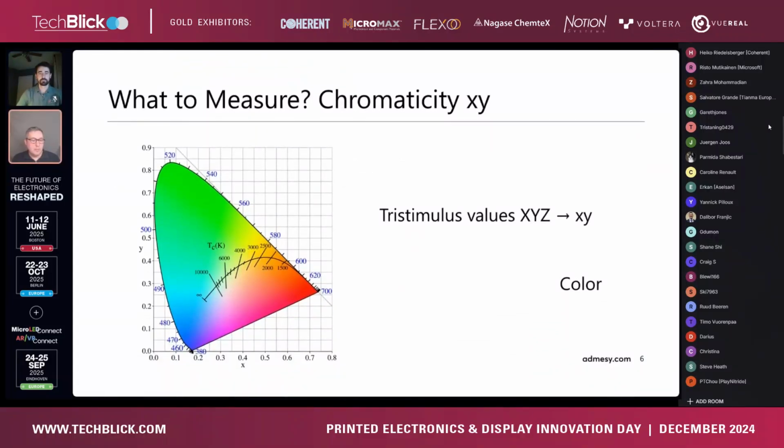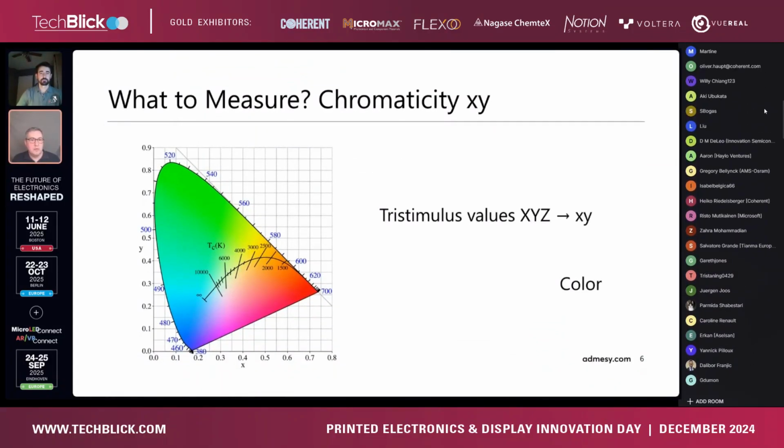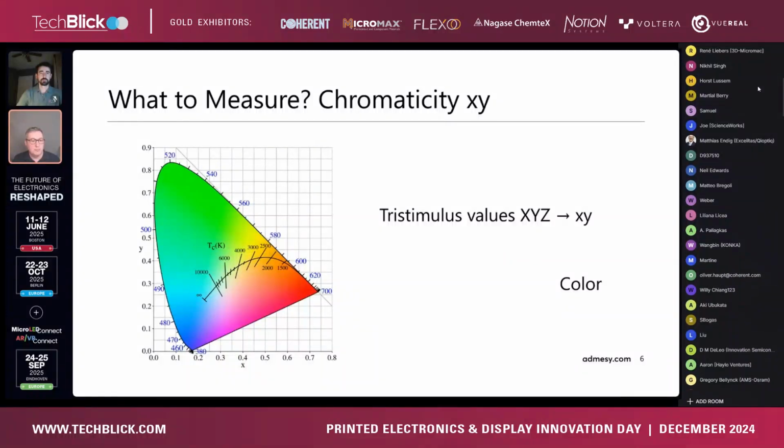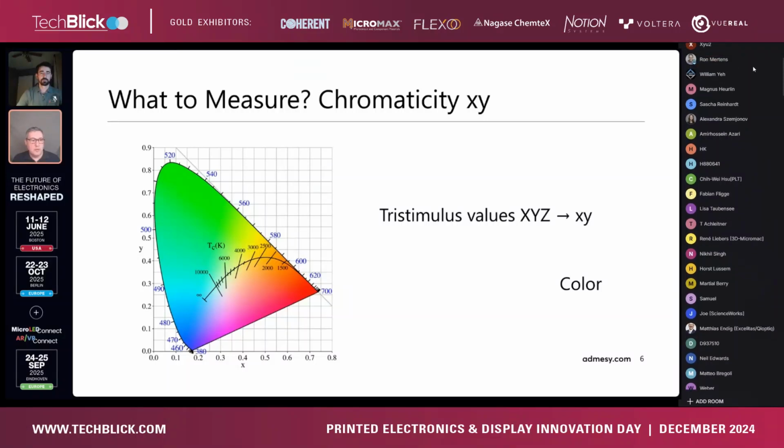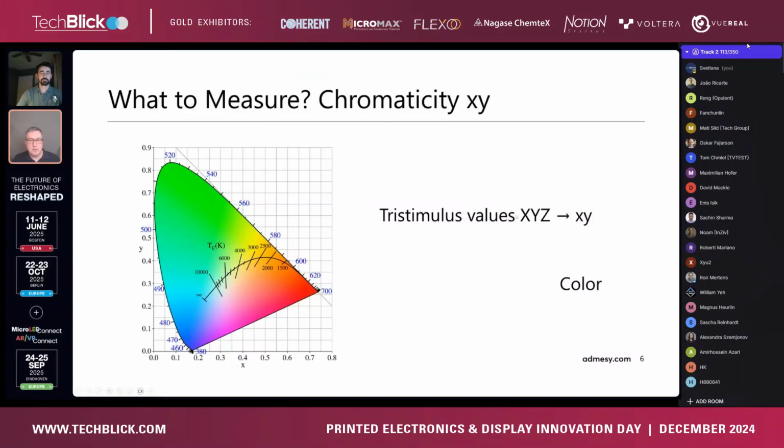The second measurement we look at is the chromaticity value. That is typically expressed in small xy, but can also be u prime, v prime, or sometimes you also see it expressed as a dominant wavelength and purity. Those values can be calculated from the three stimulus values X, Y, Z, and they then describe a specific color.